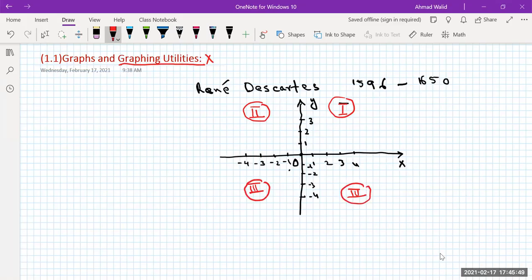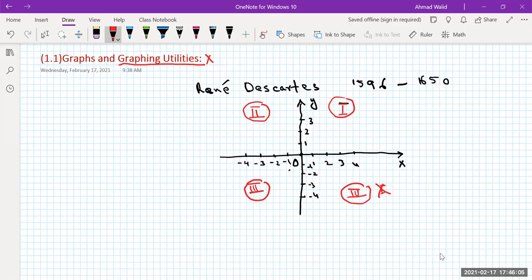You cannot change it. You can't say, I don't like this, I want to name this one number 1, this one number 2. No, you cannot do that. It's standard. Everyone accepted this way. These are the order of the quadrants.